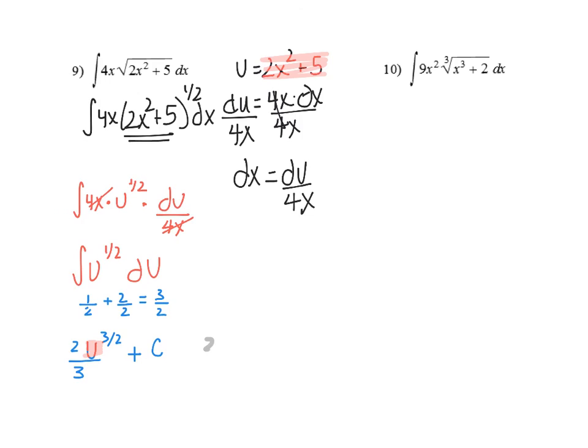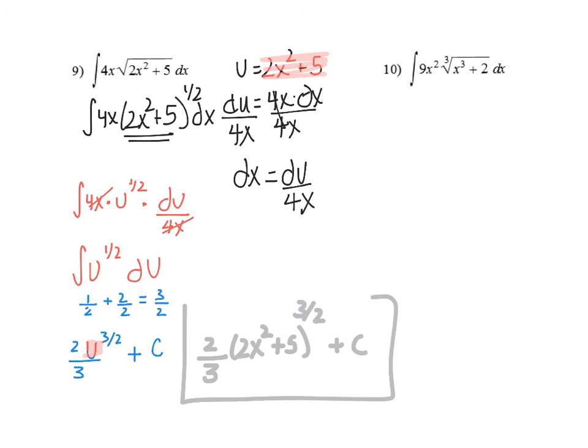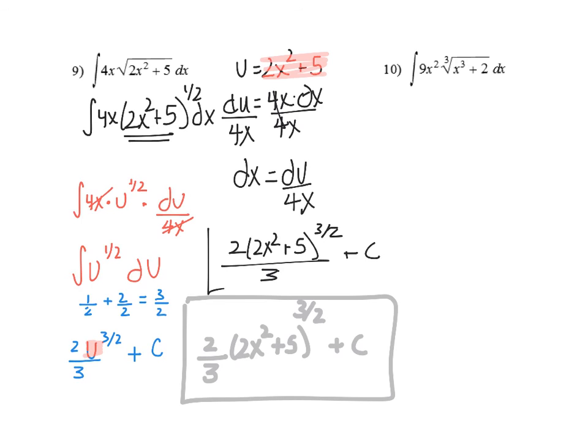So 2/3 u, which is 2x squared plus 5 to the 3/2 plus c. This would be your final answer. As I did in the previous example, if you had wanted to, you could write this as 2 times 2x squared plus 5 to the 3/2 all over 3 plus c. So both of these are kind of acceptable answers. I think I prefer this one, but really the choice is yours.